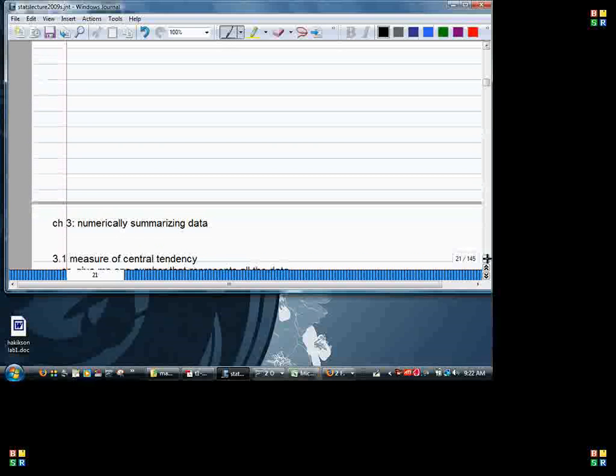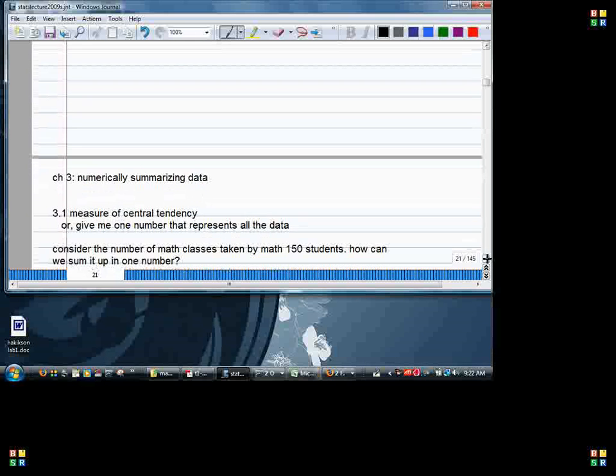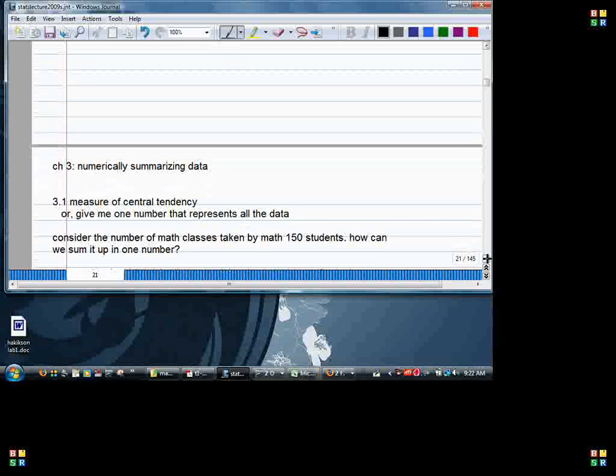So the first thing we're going to look at is the measure of central tendency, or in English, give me one number that represents all the data. For example, consider the number of math classes, question number 2 on the survey. If you go back to the survey we did on the first day, which question has numerical data? It was question number 2, how many math classes have you taken before? So, how can we sum all that information up in one number?